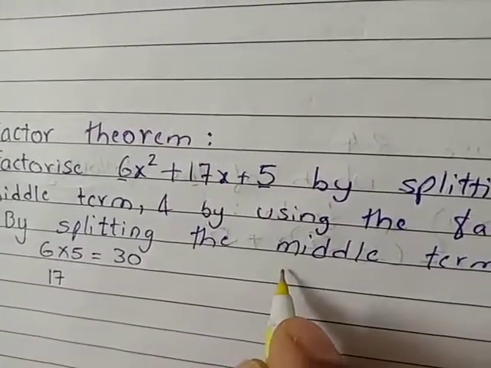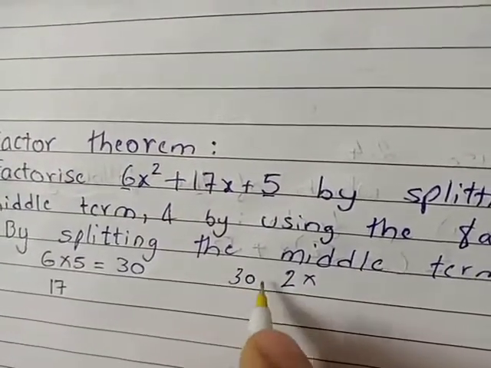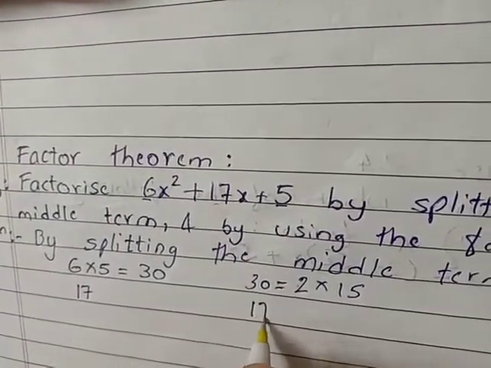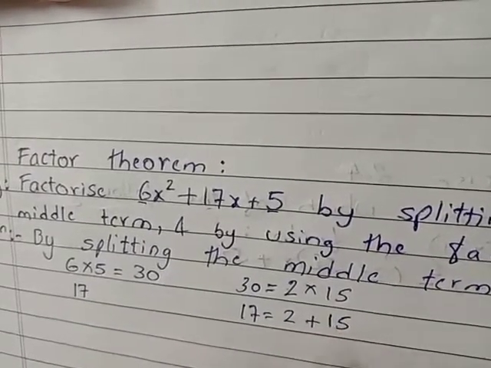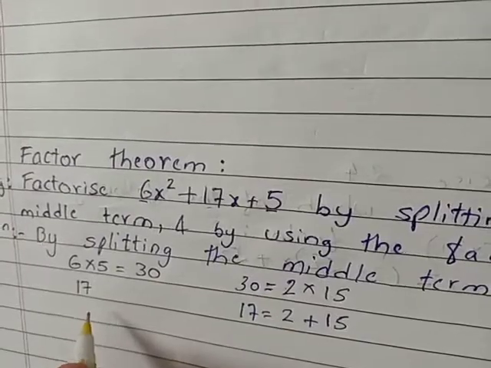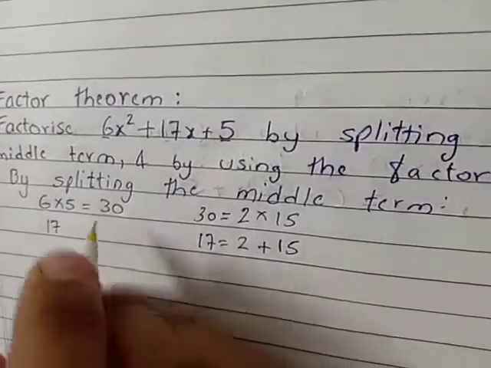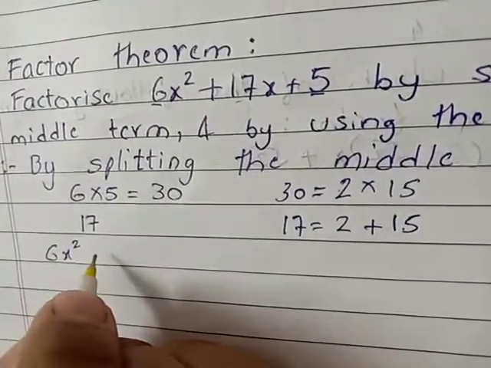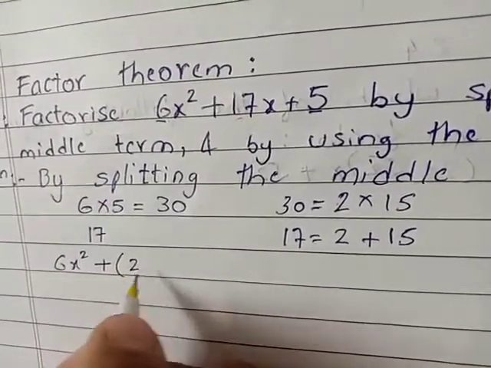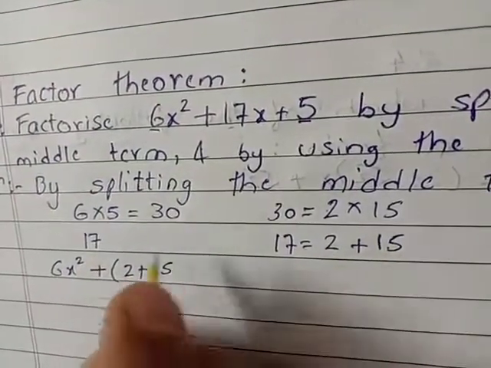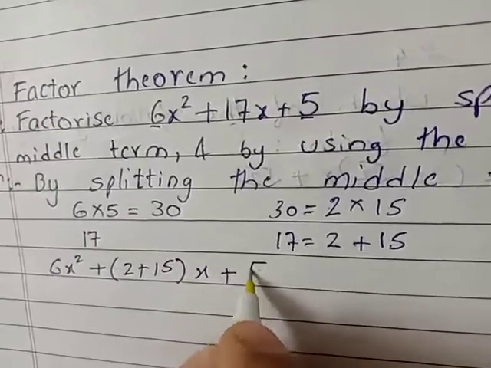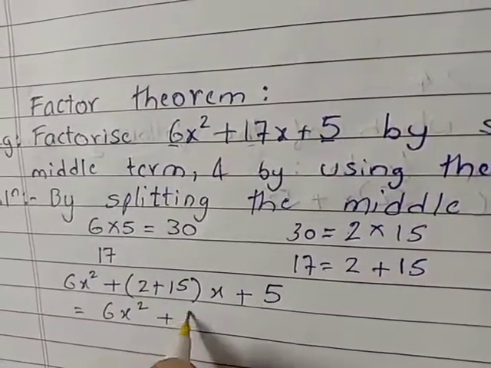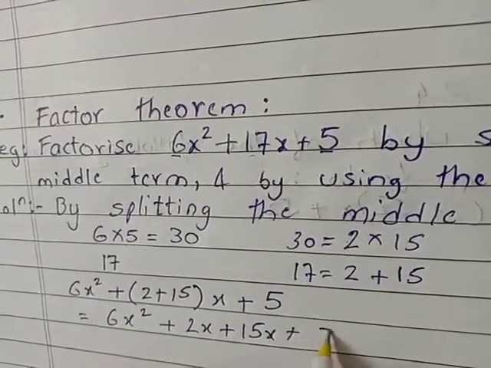So factors of 30 can be 2 into 15, which is 30. Okay. And if you see, 15 plus 2 is equal to 17. So you are achieving this number 17. Okay. So now how will we split this middle term? We have to write 6x square plus 2 plus 15 is 17. Okay. 2 plus 15, this x will remain as it is, plus 5. Okay. Now you open the bracket. 6x square plus 2x plus 15x plus 5.